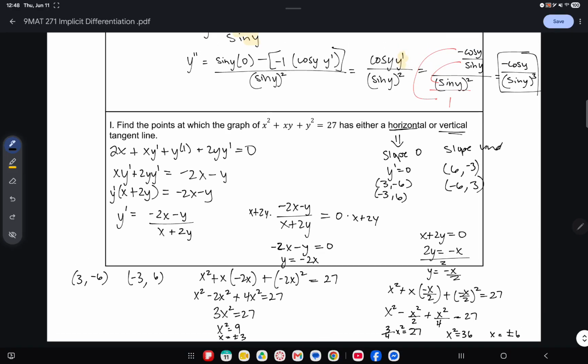And that is all for implicit differentiation. So if you have any questions, let me know.